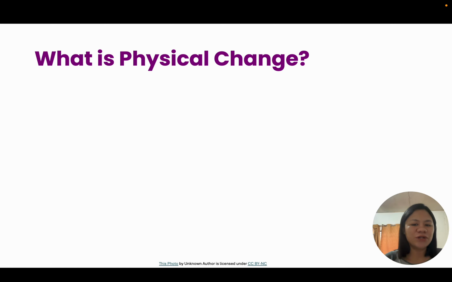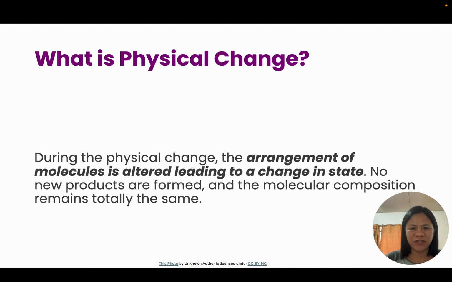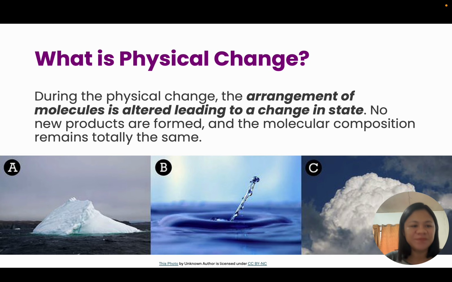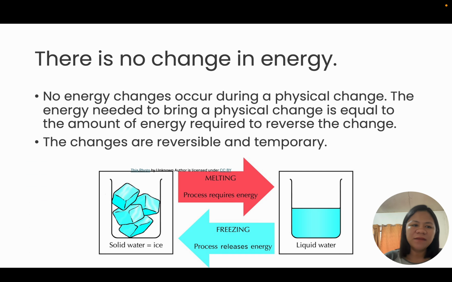So let's further define, what is physical change. During a physical change, the arrangement of molecules is altered, leading to a change in state. It is only altered. No new products are formed and the molecular composition remains totally the same. Again, solid, liquid, gas. Again, there is no change in energy.